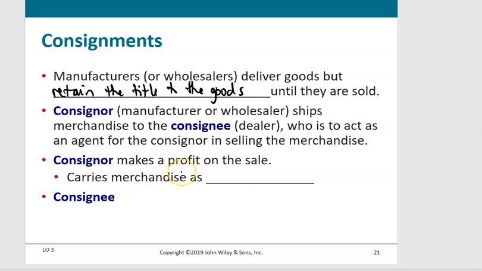The consignor makes a profit on the sale and then carries the merchandise as inventory. We learned this in Intermediate 1. And the consignee makes the commission on the sale. They're the seller, the dealer.